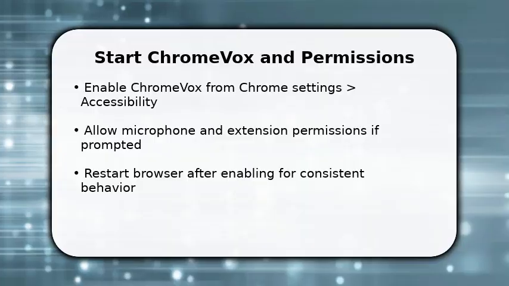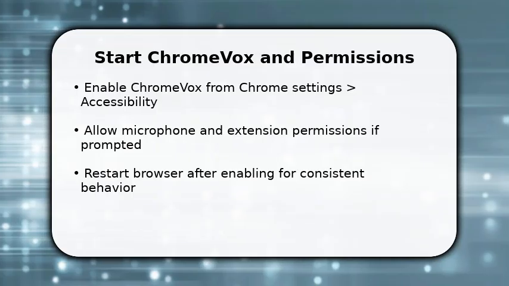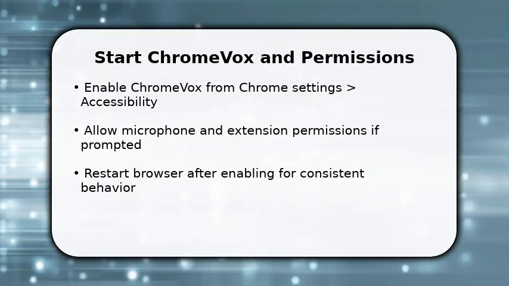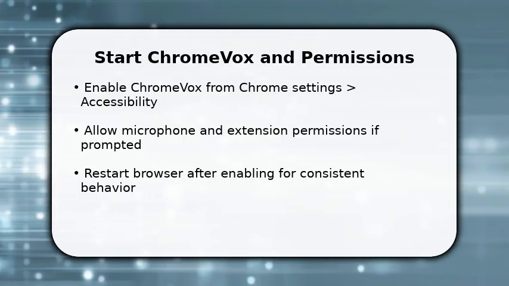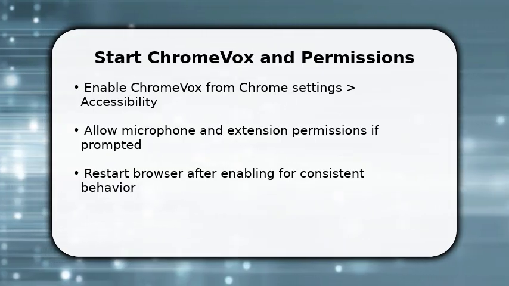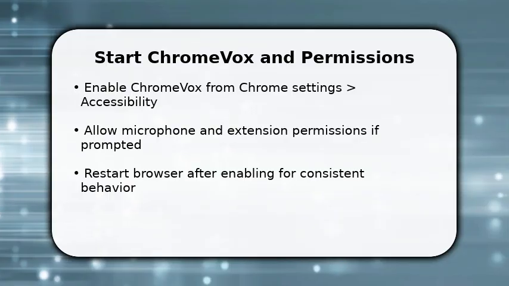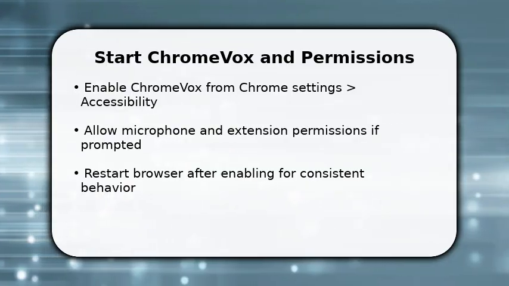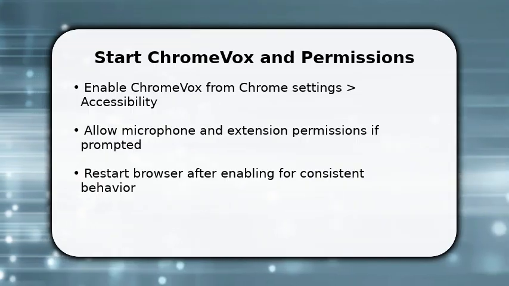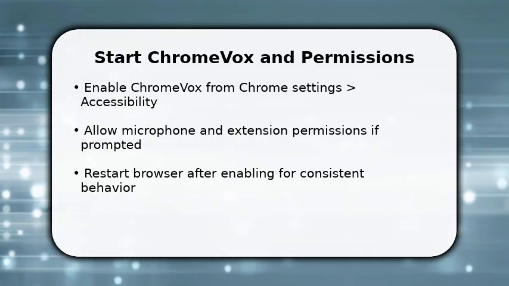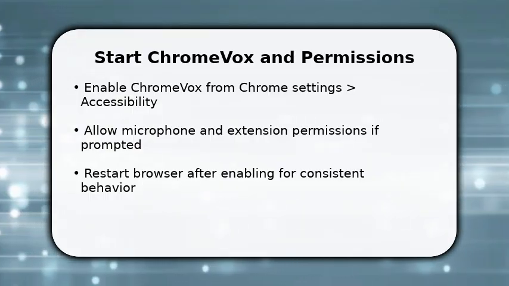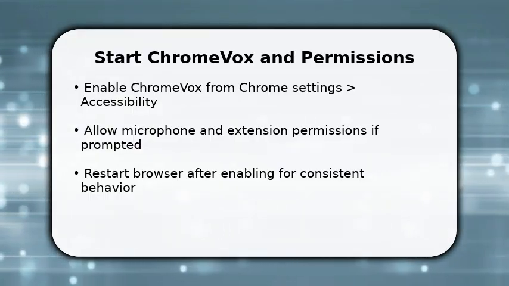Enjoy the video. You begin by opening Chrome and enabling ChromeVox in accessibility. First, turn on the extension so the screen reader can access page content. Once done, grant any extension and microphone permissions requested. These let ChromeVox read dynamic pages and dialogues. Make sure to restart Chrome after enabling to load the speech engine reliably. Now you have a working reader and are ready to navigate.